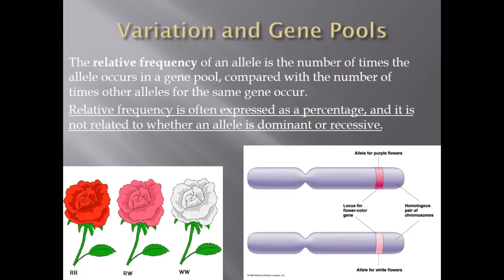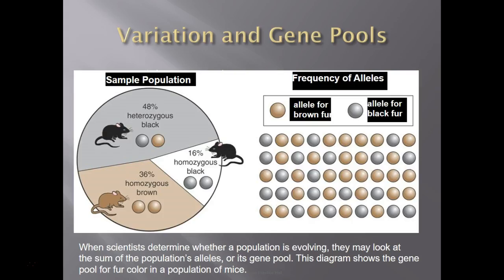Remember, we've probably talked about in class how 5 fingers is actually a recessive allele, and yet, of course, that's the dominant phenotype in humans. So when scientists determine whether a population is evolving, they're going to look at probably the gene pool, because if there are changes in the gene pool, then that would be evidence of evolution.